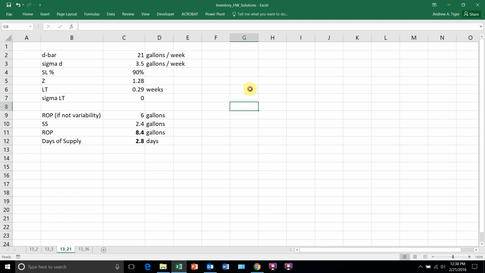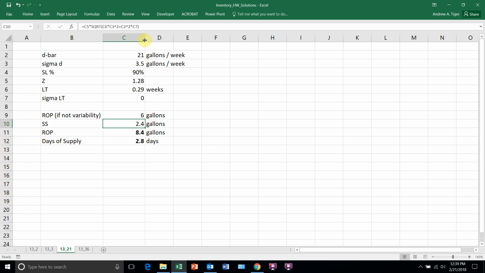The first thing that I calculated was the reorder point. If we had no variability, if this was 0 and this was 0, then our reorder point is just our lead time multiplied by our demand rate. 6 gallons. So when we hit 6 gallons. However, we do have variability on demand. So now we have to add safety stock.